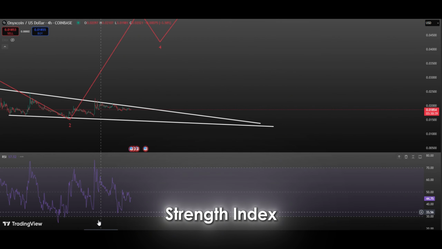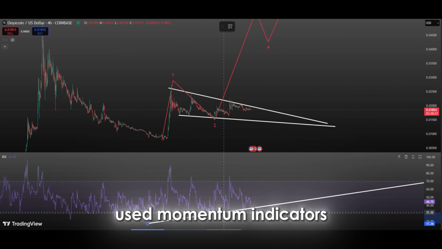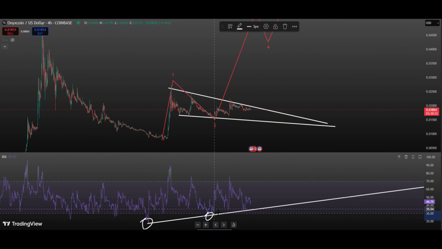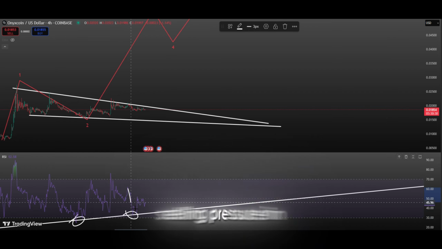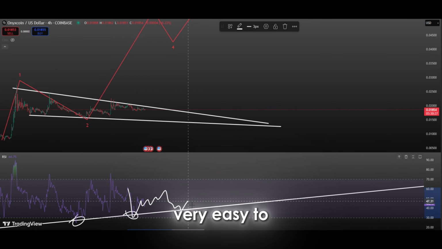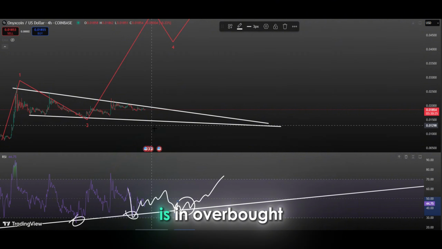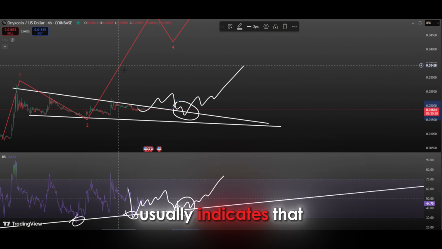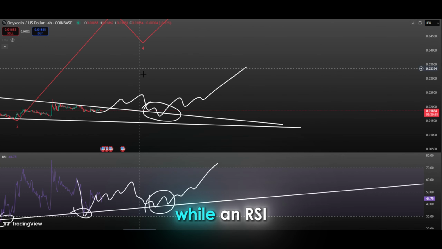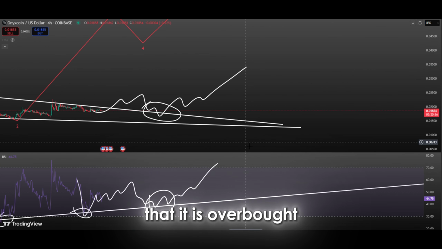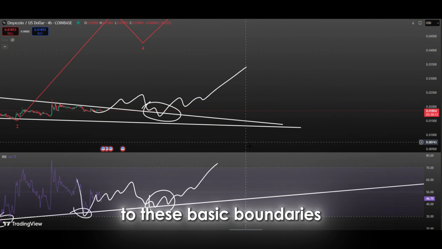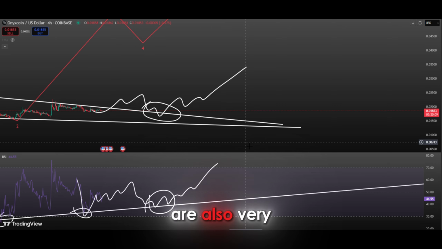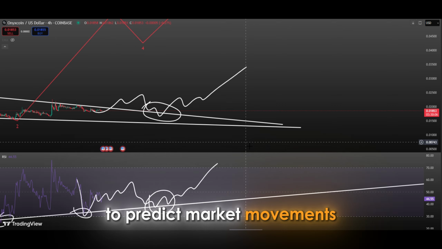RSI, the Relative Strength Index, is one of the most widely used momentum indicators in technical analysis and one of the most trusted by traders. This indicator measures the degree of buying or selling pressure in the market and makes it very easy to determine whether the price is in overbought or oversold territory. An RSI below 30 usually indicates that an asset is oversold, while an RSI above 70 indicates that it is overbought. However, in addition to these basic boundaries, the trends and support resistance zones that the RSI forms within itself are also very valuable for a trader to predict market movements.